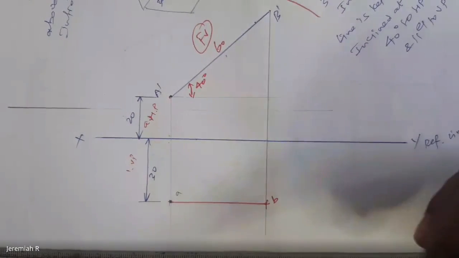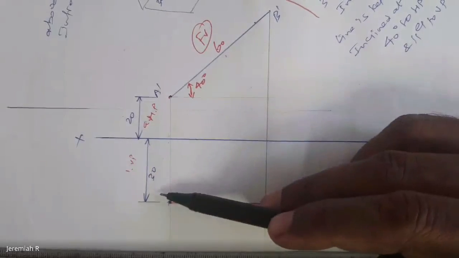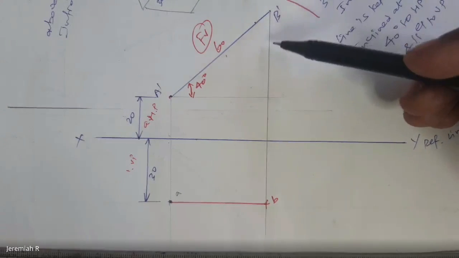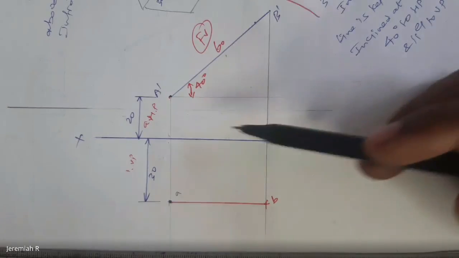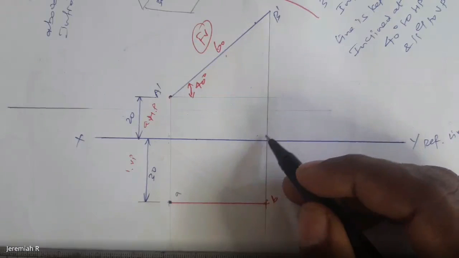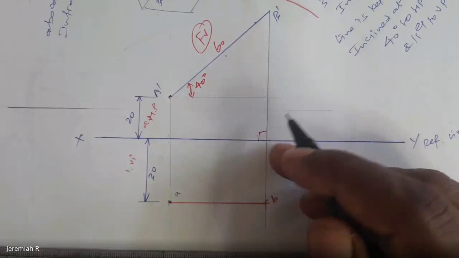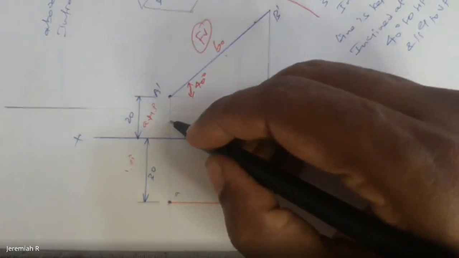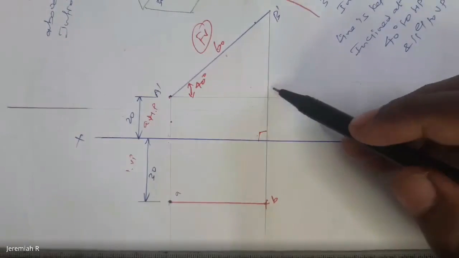Okay, so you got point number A, from here with the value of 30. So from B dash, you have to draw a vertical line. When you say vertical, it should be 90 degrees. So this is perpendicular to this, and parallel to this line. This is called the projection line.